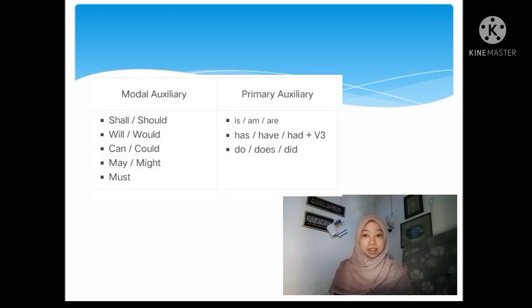Modal auxiliary: shall or should. Primary auxiliary: is, am, are. Will or would. Has, have, had plus verb 3. Can or could. Primary auxiliary: do, does, or did. Next, modal auxiliary: may or might, and must.